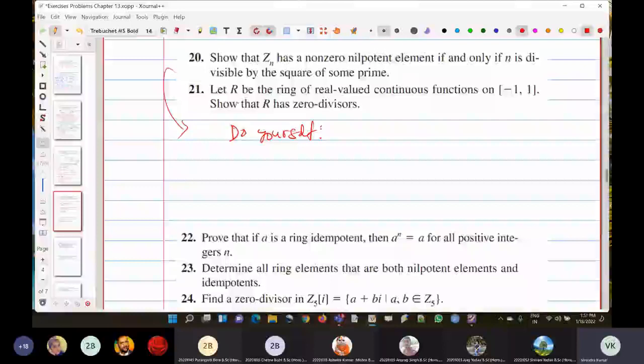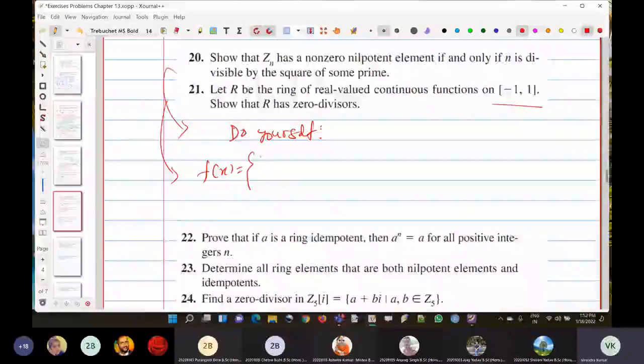Next, question number 21. They are asking about a continuous function, so that R has zero divisors. They are asking: if R is the ring of real-valued continuous functions on this interval, we need to show that R has zero divisors. It means that a product of non-zero functions is going to be a zero function.